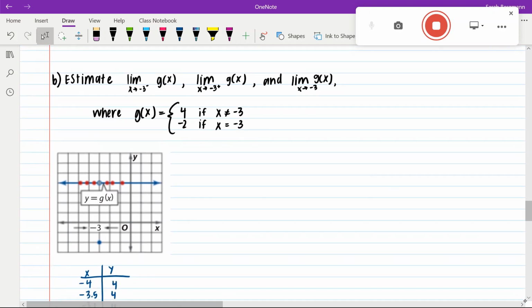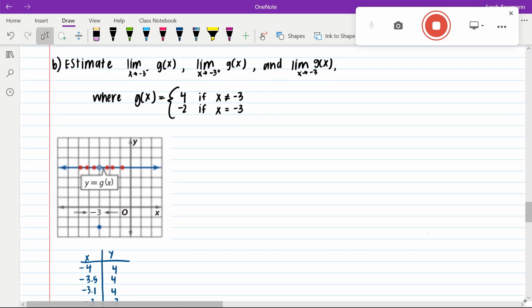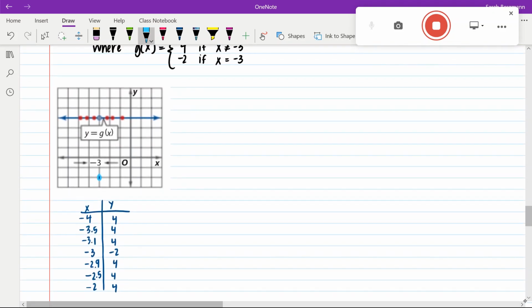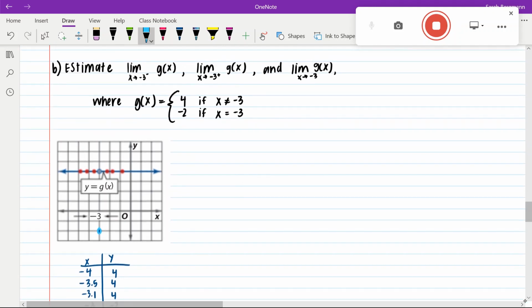Next, estimate this limit from the left and right. This is a piecewise function. Y is equal to 4 if x is not equal to -3, so every other spot besides -3, our y value is always 4. However, when x is equal to -3, our y value is -2. So that's why we have this point down here. You could make a quick table of values if you wanted to. It's not really super necessary. But let's go ahead and work on these limits.